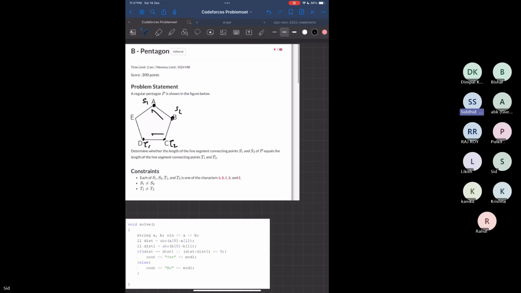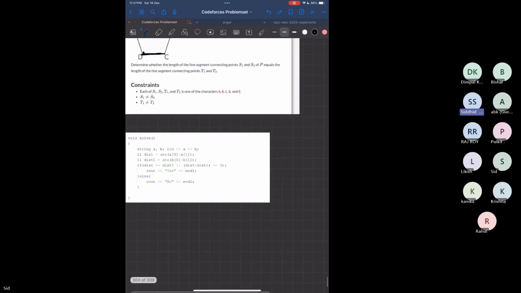So how can we check whether the lengths are the same or not? Since it is a regular pentagon, if the number of vertices between the given vertices is the same, then the lengths are the same, because there are only two possible lengths. So only two possible lengths are possible. At first we take the input, basically strings A and B, where A0 is S1, A1 is S2, B0 is T1 and B1 is T2.